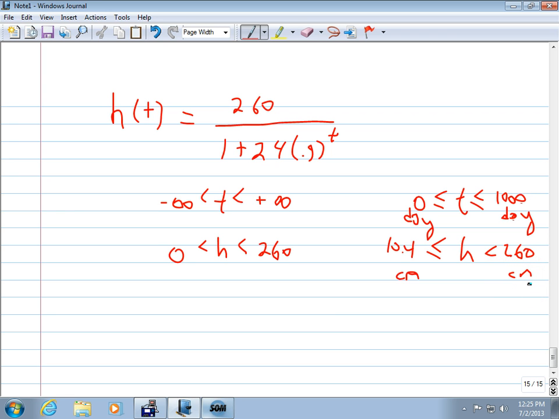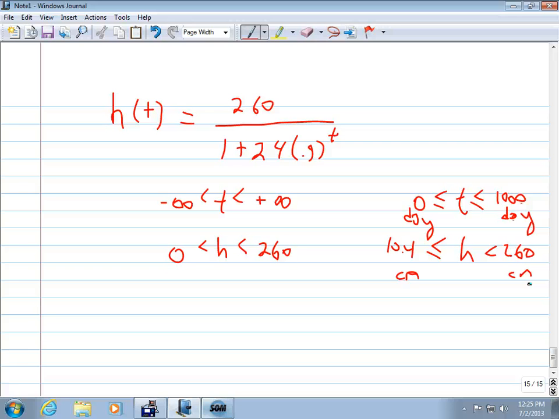So in the context of the problem, the piece of the graph that's stuck between 0 and 1,000 for t, and 10.4 and 260 for h, that's the sunflower. But this is the whole curve, if you want to talk about the whole function behavior. By the way, that weird shape where it's exponential growth and then exponential approaches an asymptote, that combination of those two kinds of curvature, that's called logistic growth. It's not exponential growth, it's logistic growth.